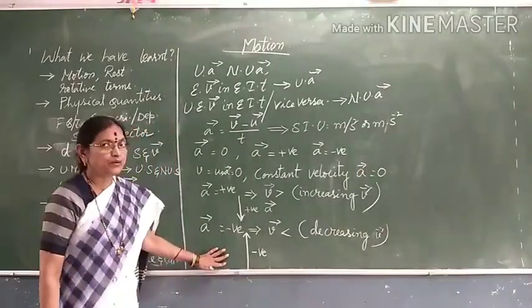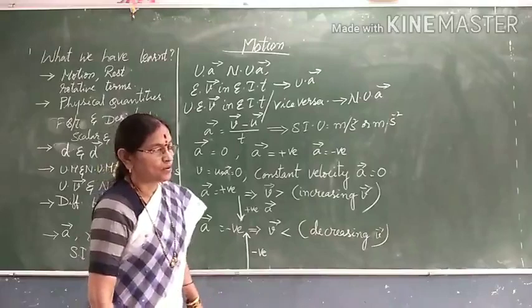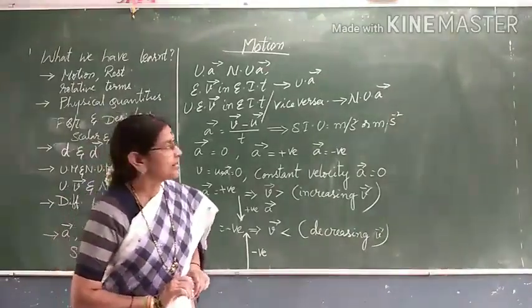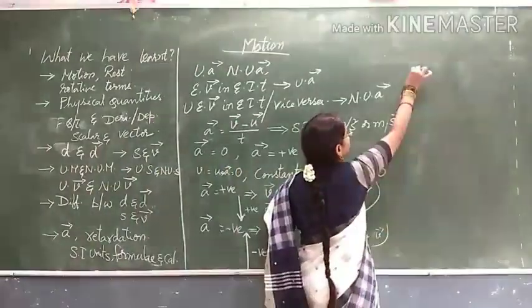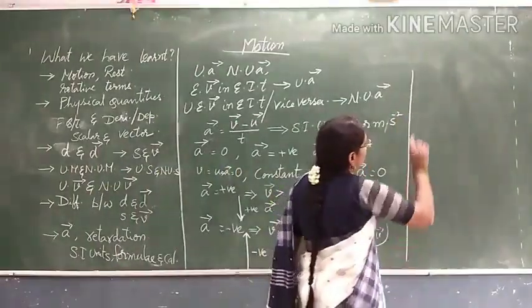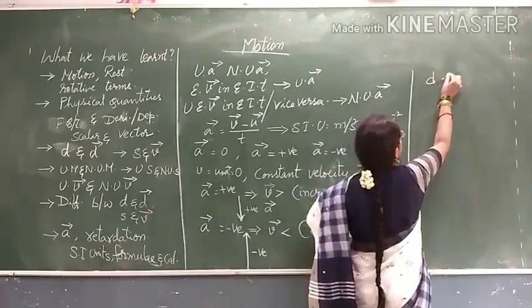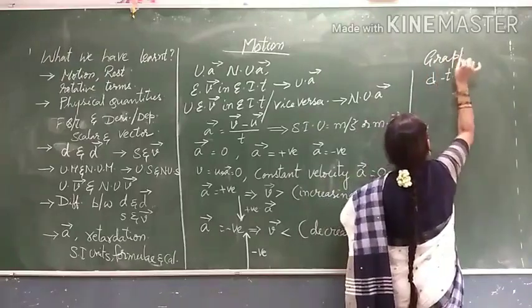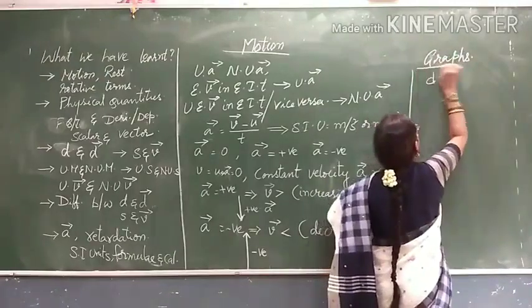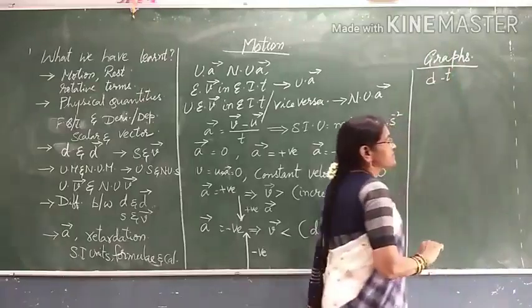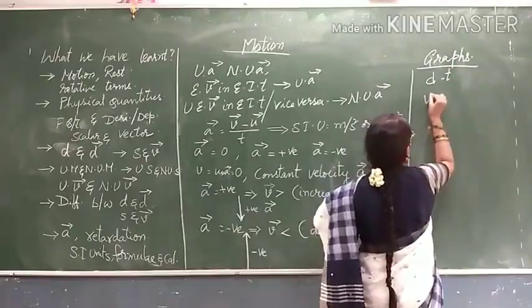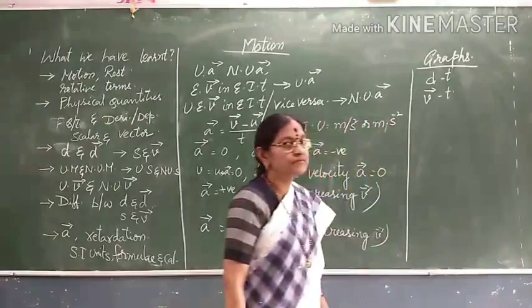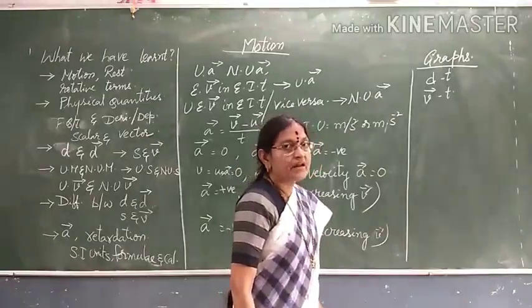Now, next what are we going to take? The graphs. What are graphs? See, here two types of graphs we are going to discuss in this class. One is distance time graphs. What are the two types of graphs we are going to take in this class? Distance time graphs and velocity time graphs.